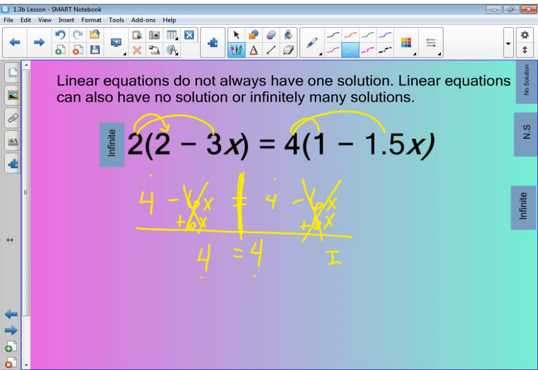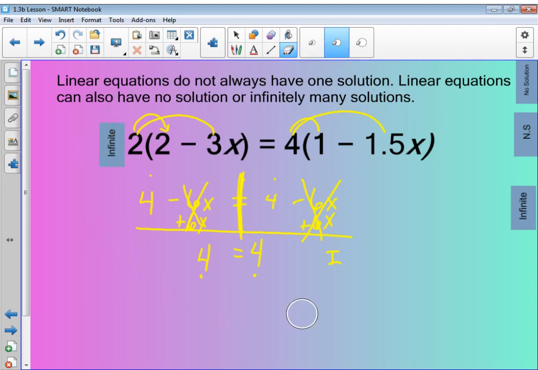I could put 8 in place of that. And as I work through the problem, I'm still going to get 8 equals 8. The x in there is not going to change anything. So here, because we didn't find out what x was, but we have the same number on both sides, that would be considered an infinite solution.